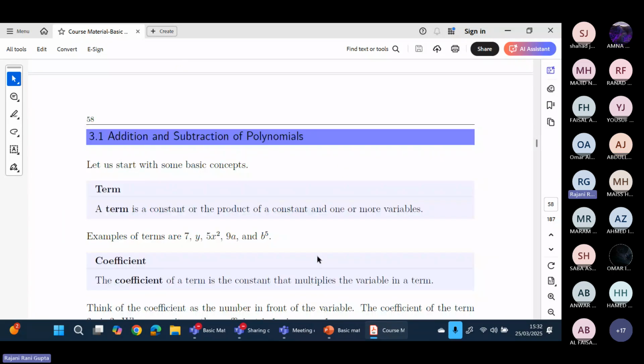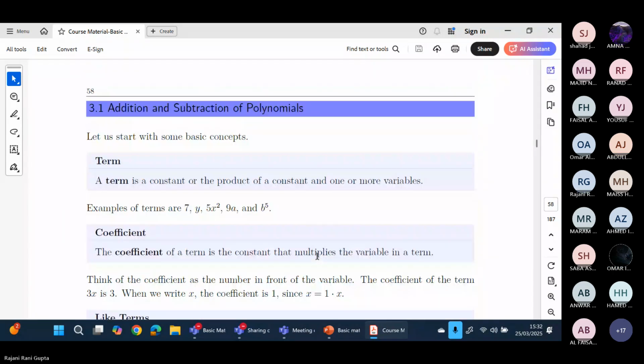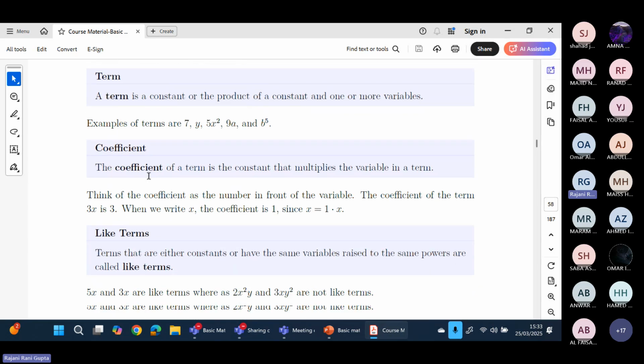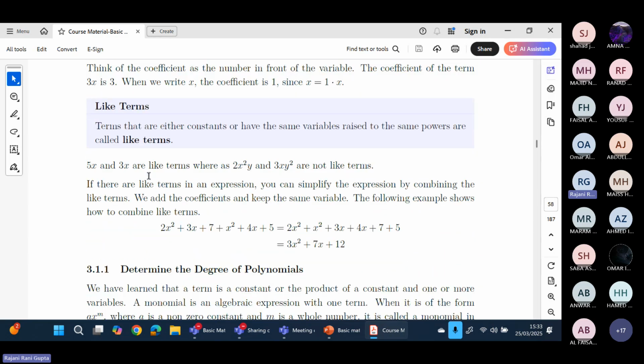Okay, so you can see the book now, correct? Yes. Okay, good. So, quickly revising what we discussed: the term. What is a term? A term is nothing but a constant or variable, one variable, two variables or anything like 7y, 5x square, 9a, b power 5. This is a term. I explained to you about the coefficient. I explained to you about like terms.